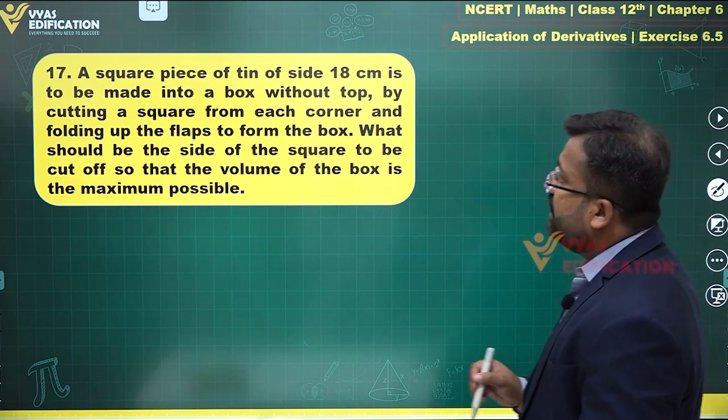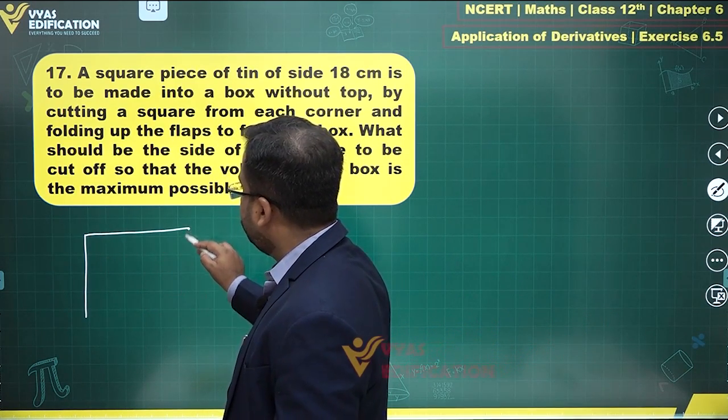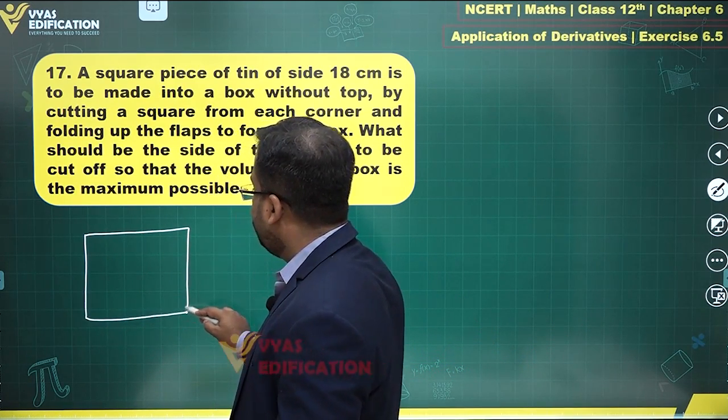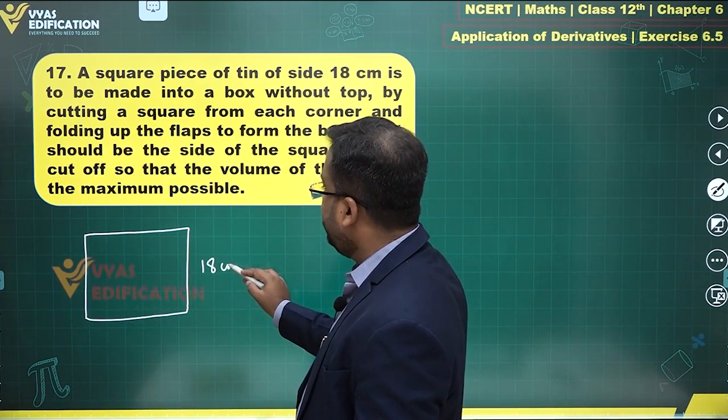Okay. Right. So, square piece of tin. This is, let us suppose, the square piece of tin, having side of 18 centimeter. This side is of 18 centimeter.